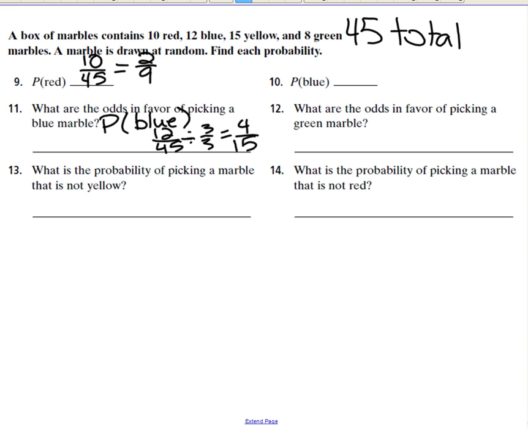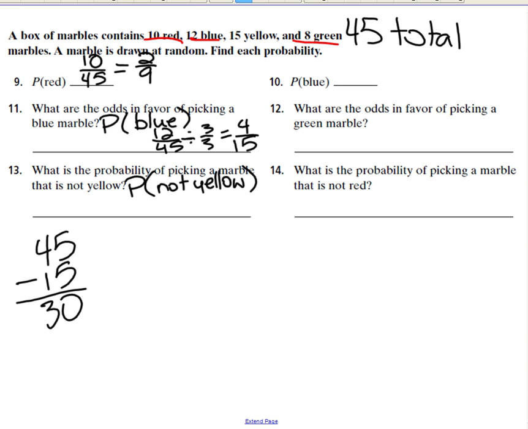So 13, what's the probability of picking a marble that's not yellow? So we would say this is the probability of not yellow. There are two ways you could figure out how many are not yellow. You could add up everything that's not yellow, or you could subtract the total minus what is yellow. Either way, you get the same answer.